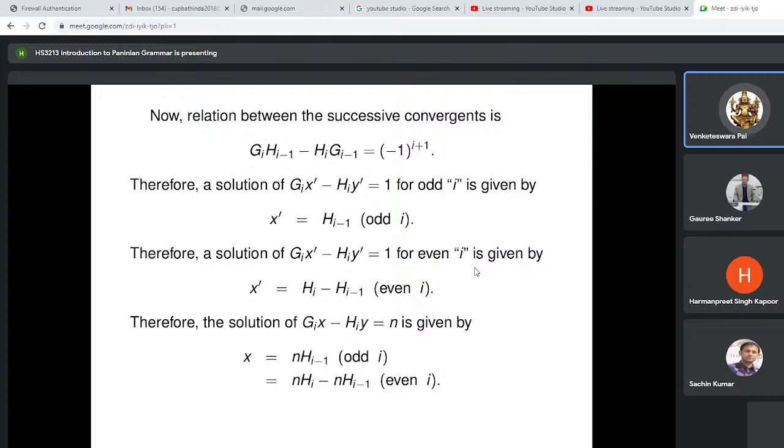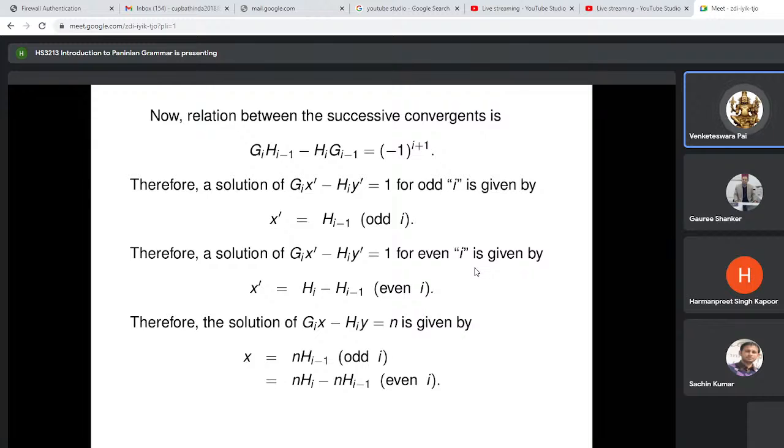it seems he has used the properties of continued fraction, because of the relation between successive convergents: gi into hi minus 1 minus hi into gi minus 1 equals minus 1 raised to i plus 1, and gi x dash minus hi y dash equals 1 for odd i's, and x dash would be hi minus 1 for even i's. So he has used the properties of continued fraction, without which it is not possible to construct such an algorithm.